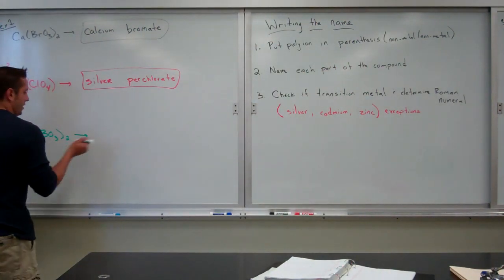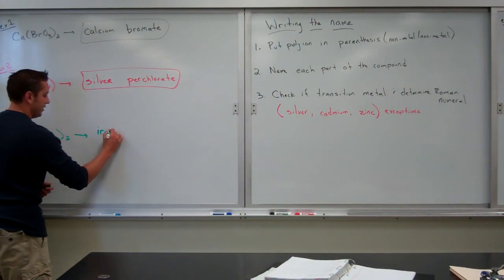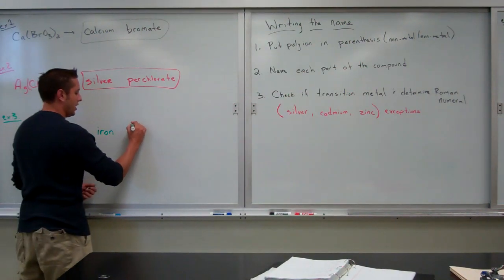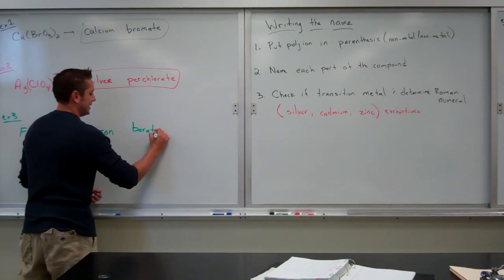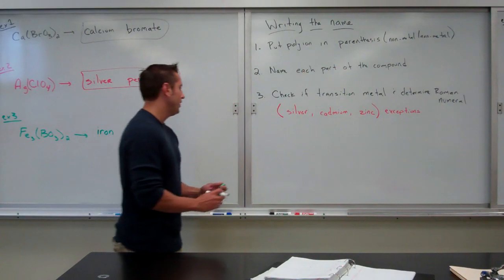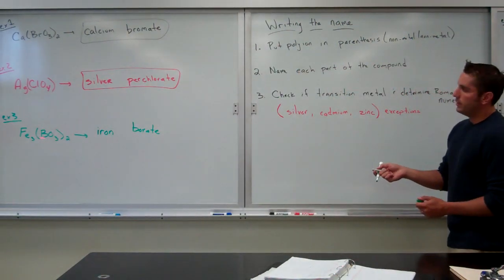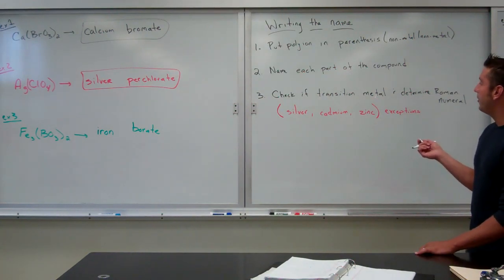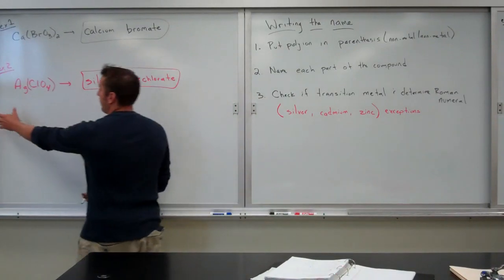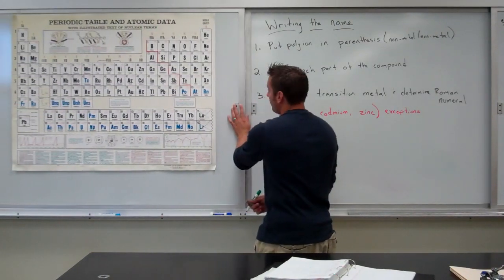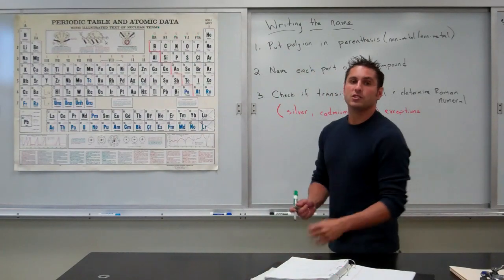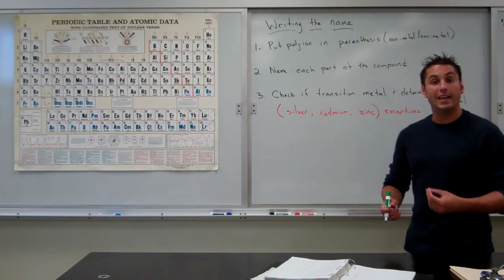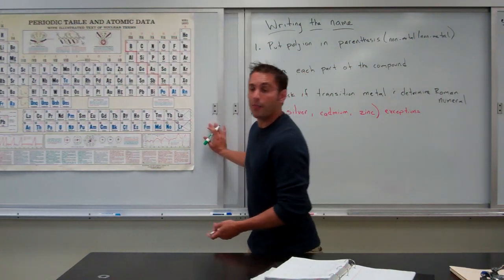Fe is the element iron. BO3 is the polyatomic ion borate, B-O-R-A-T-E. So I named each part, the Fe part and the BO3 part. And then now I check, is iron a transition metal? So we slide our periodic table over. Fe is in group 8, so it is a transition metal. Is it one of our exceptions, silver, cadmium, zinc? It is not. So that means we have to figure out the Roman numeral form.